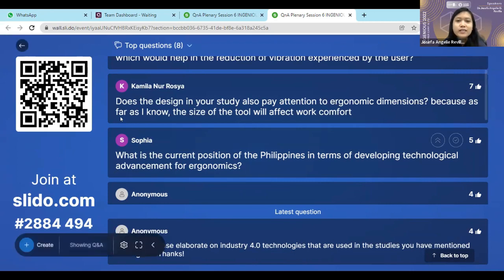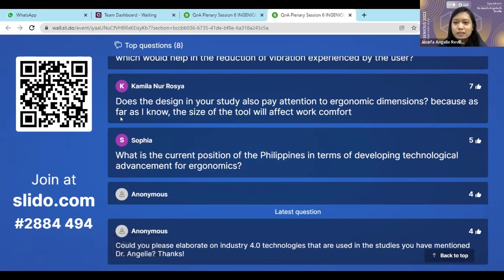Yes, the design paid attention to ergonomic dimensions. In fact, the proposed handle grip designs that I considered were all within the prescribed diameter, which is around 30 millimeters.